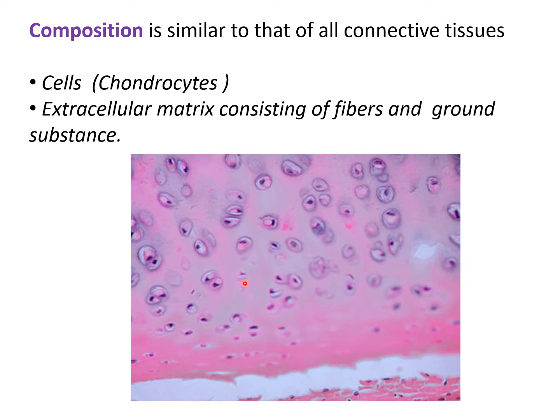Now, what is the ground substance? What are the fibers which are present? What are the properties of the chondrocytes, and how do they help in the function? Let's study about this first and then go on to the different types of cartilages.